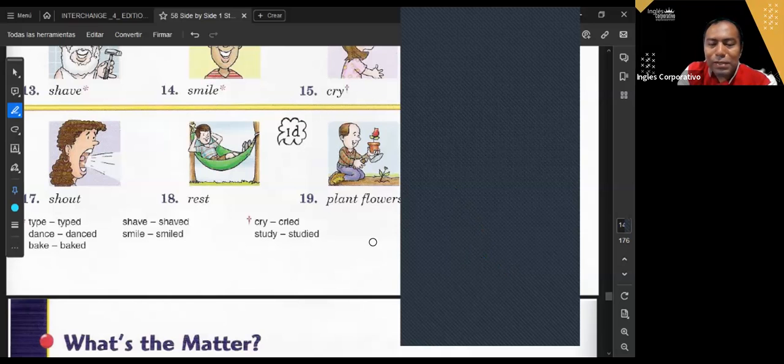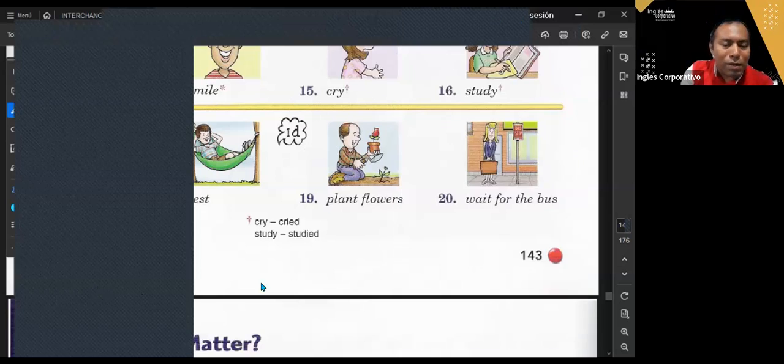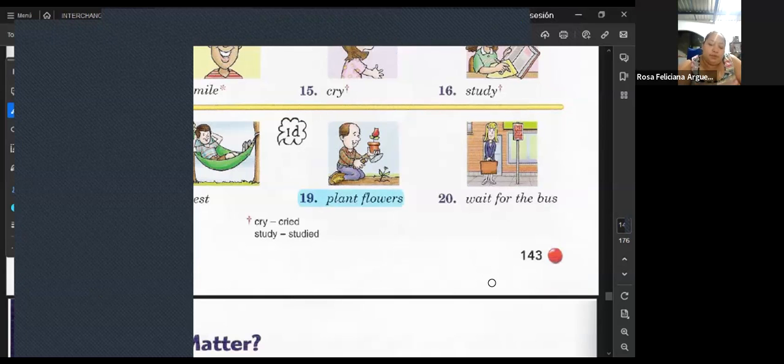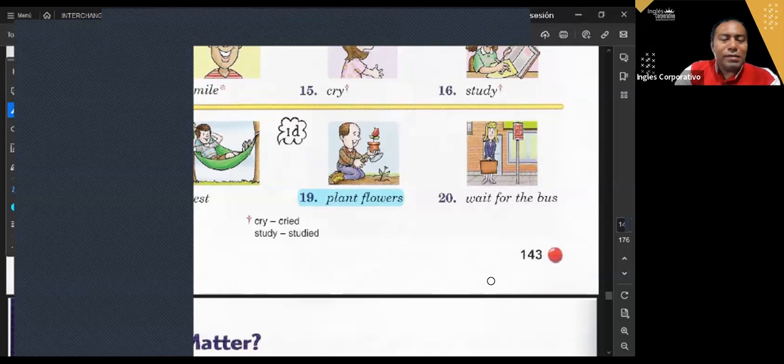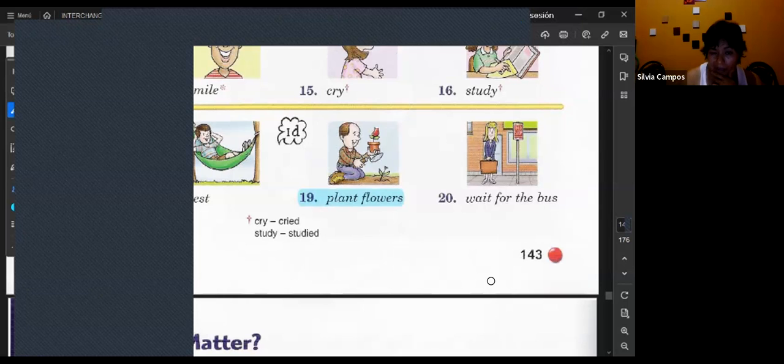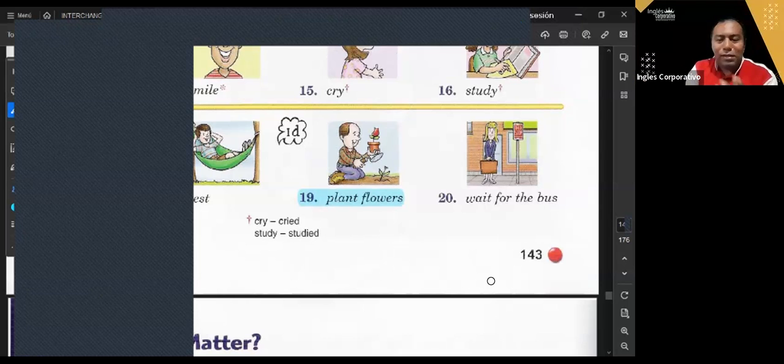Okay, Rosa Feliciana, ¿puede hacer la siguiente pregunta? What did you do yesterday? Silvia Campos, 19. What did you do yesterday, Silvia? Silvia va a contestar. I planted. I planted flowers. Flowers, excellent, very good. That's nice. Y la última, necesito dos voluntarios para la última, para el number 20.